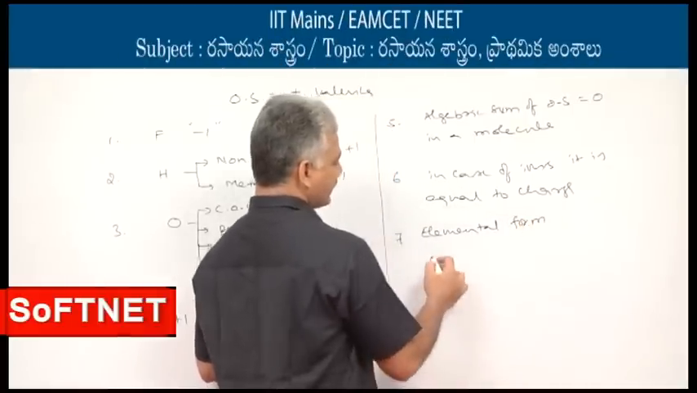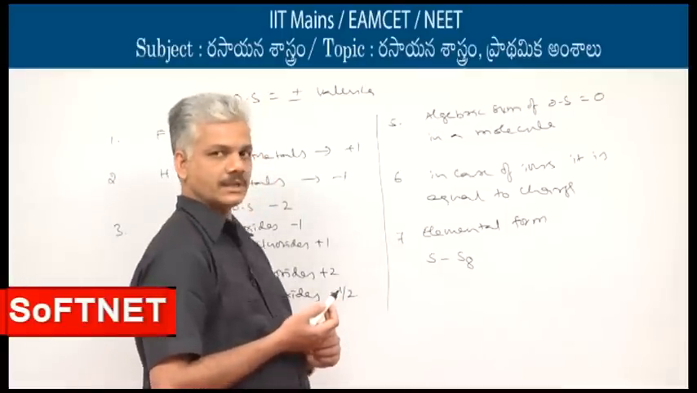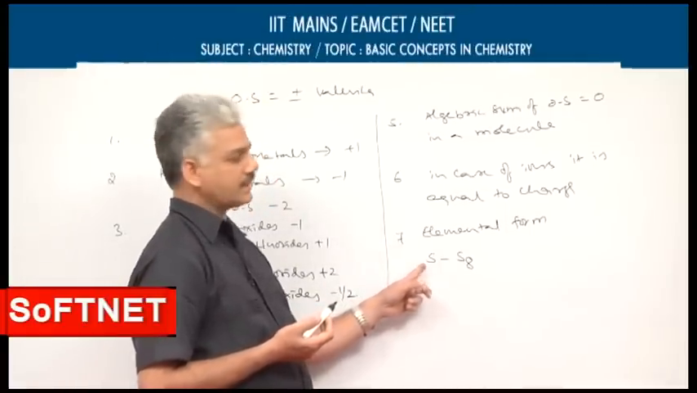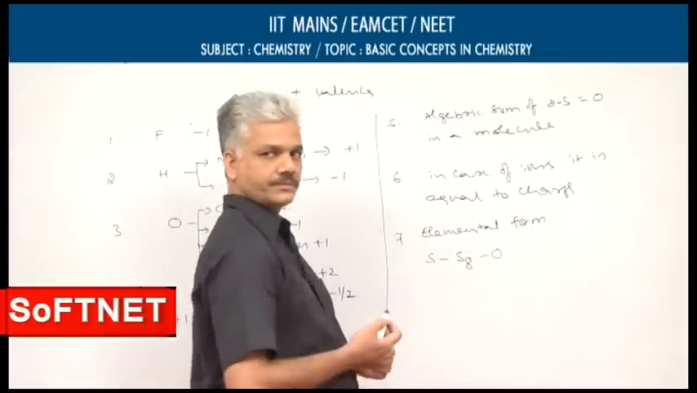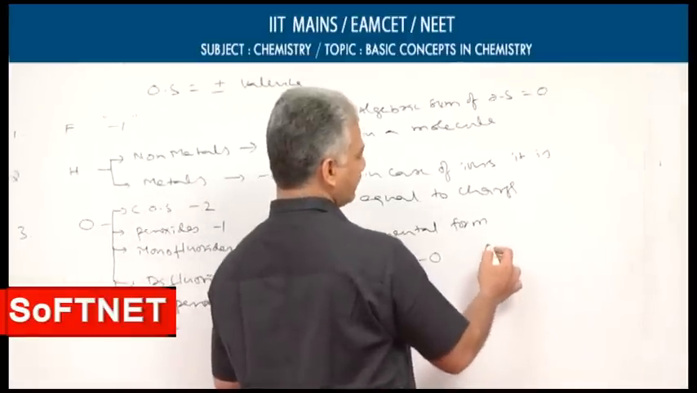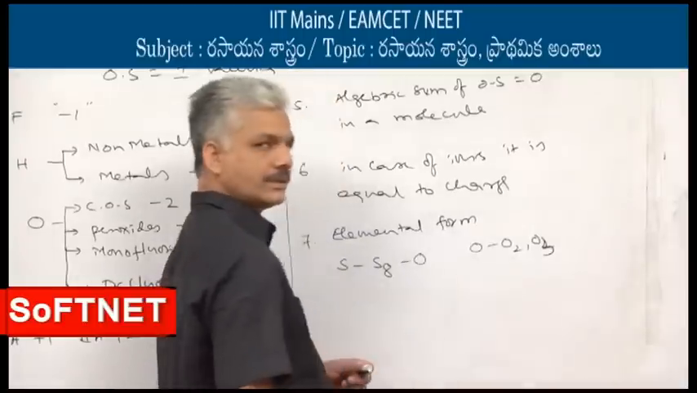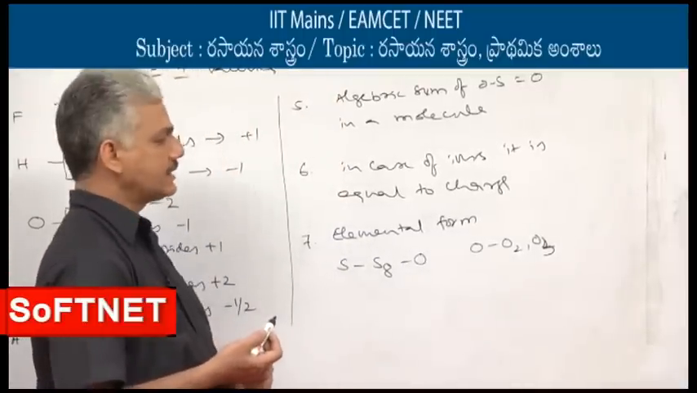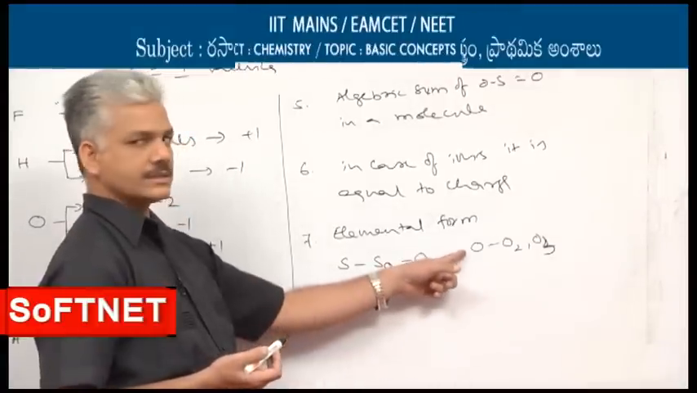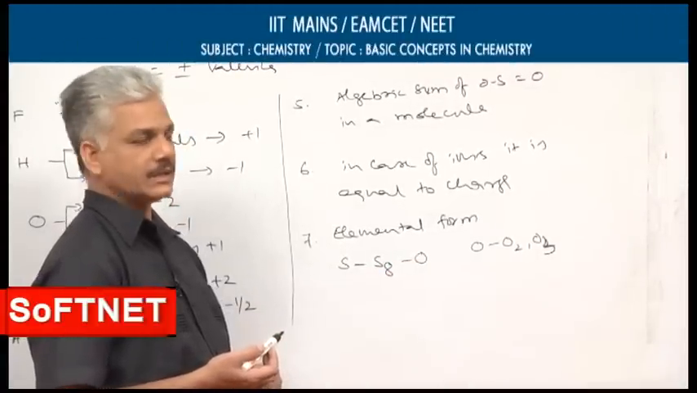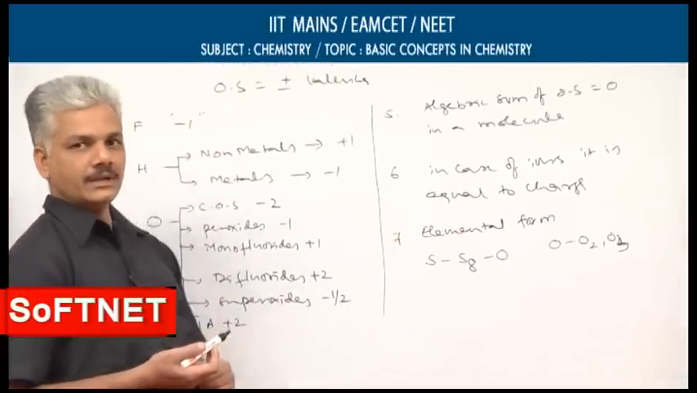Say for example, sulfur is available in nature as S8. So, if a question comes like this, what is the oxidation state of sulfur in S8? You should say the answer is 0. Similarly, oxygen is available in nature in two forms, O2 and O3. O2 is called dioxygen, O3 is called ozone. So, in O2 as well as O3, the oxidation state of oxygen has to be taken as equal to 0. So, that is what we call elemental form.